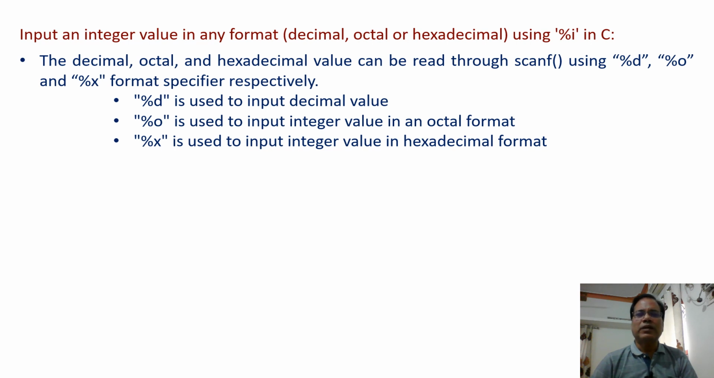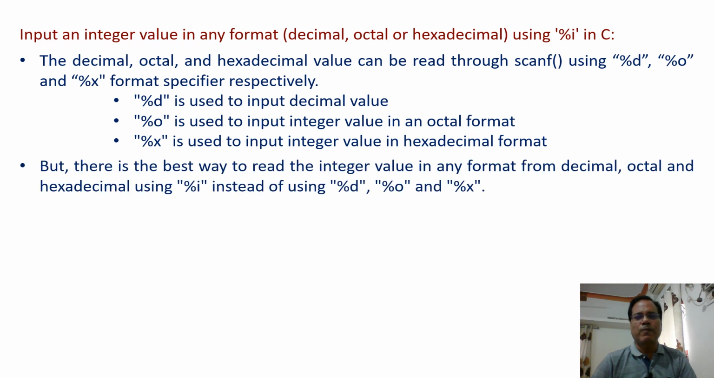So decimal, octal and hexadecimal values can be read through scanf using the %d, %o and %x format specifiers respectively. That is, %d is used to input a decimal number. %o is used to input an integer value in octal format. %x is used to input an integer value in hexadecimal format.